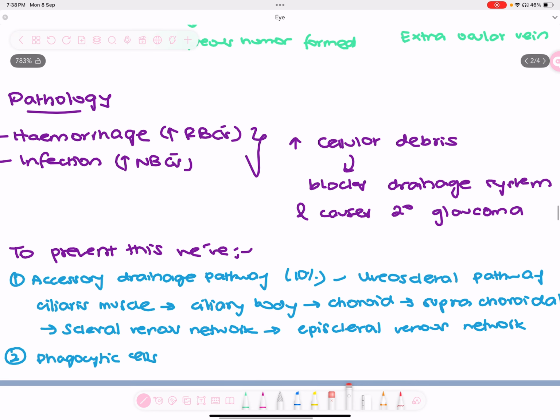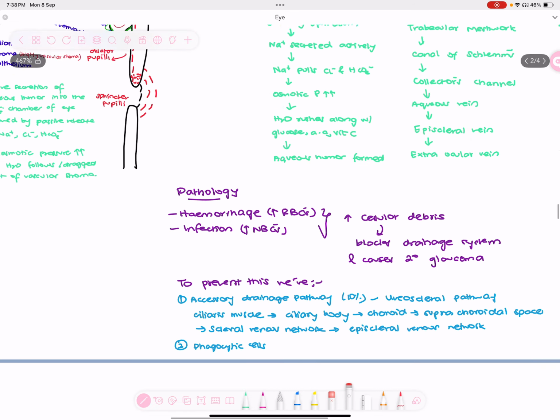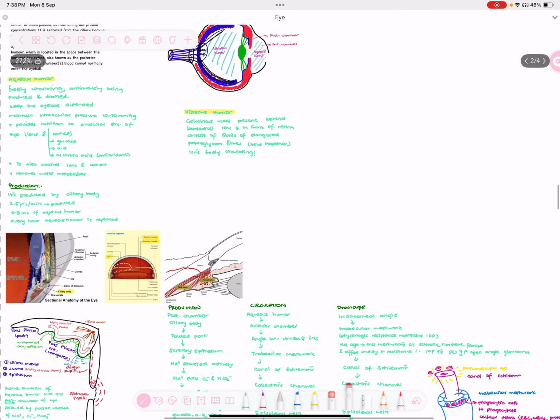Other than that, to prevent this, our eye, it's so nice, also has phagocytic cells, which basically engulf the cellular debris. So I hope this was clear. I'll make a shorter summarizing version because this is too long. Thank you.